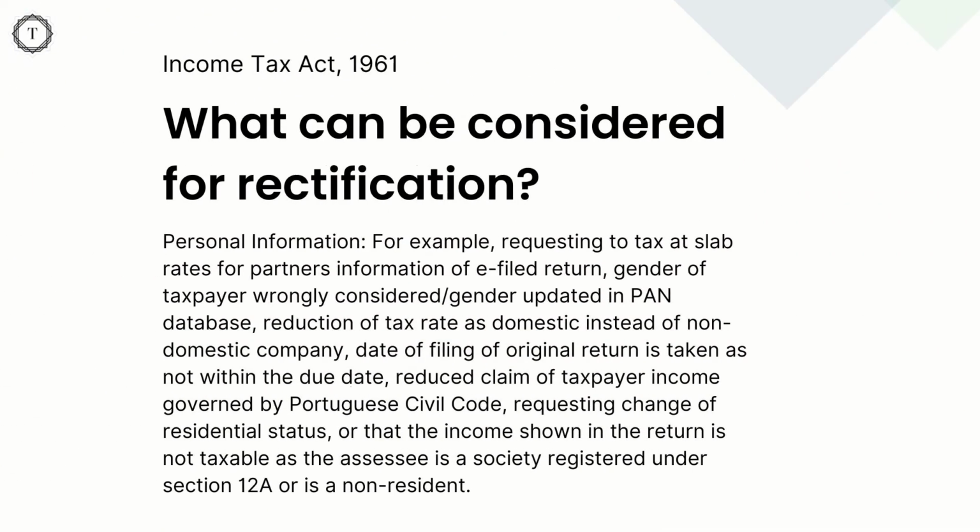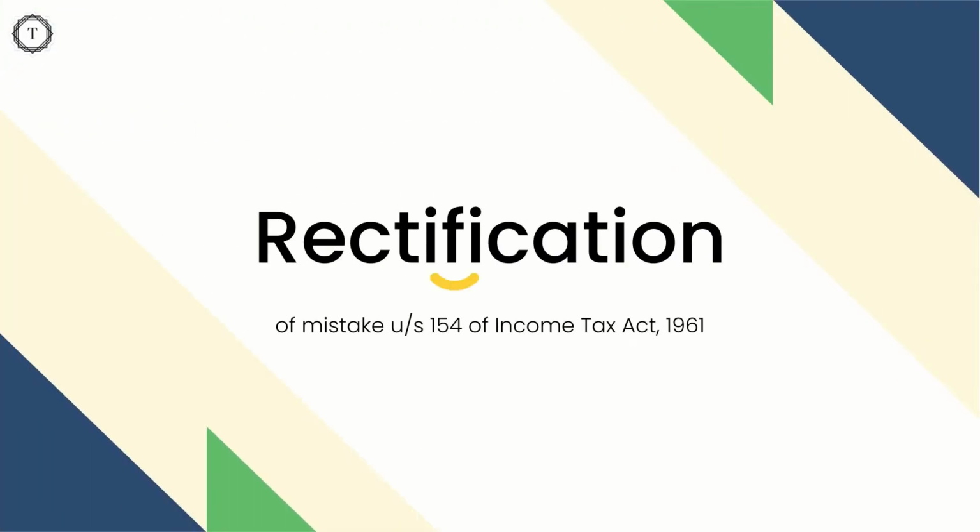4. Personal information. For example, requesting to tax at slab rates for partners' information of e-filed return, gender of taxpayer wrongly considered, gender updated in PAN database, reduction of tax rate as domestic instead of non-domestic company, date of filing of original return is taken as not within the due date, reduced claim of taxpayer income governed by Portuguese Civil Code, requesting change of residential status, or that the income shown in the return is not taxable as the assessee is a society registered under Section 12A or as a non-resident.